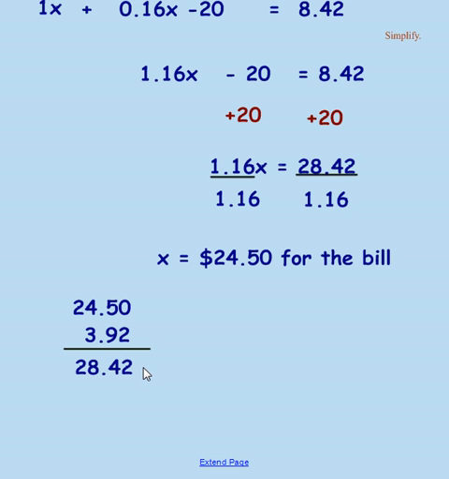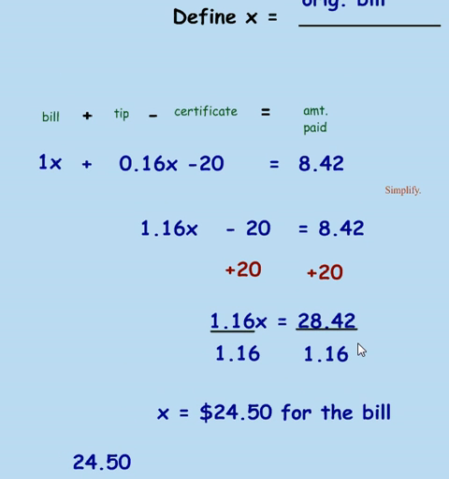But wait a second. He had that gift card, gift certificate. He subtracted $20 from this. And then he was responsible for only $8.42. So I think we're right on this one. So I think we could possibly be correct with these questions right here. Is this a bill, a tip, certificate, and we subtract those.